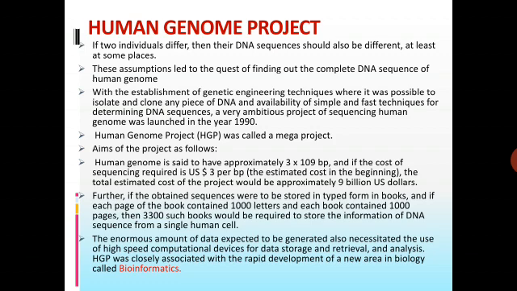The human genome is said to have approximately 3 x 10^9 base pairs, and if the cost of sequencing is $3 per base pair, the total estimated cost of the project would be approximately 9 billion US dollars. Further, if the obtained sequences were to be stored in typed form in books, and each page of the book contained 1000 letters and each book contained 1000 pages, then 3300 such books would be required to store the information of the DNA sequence from a single human cell.